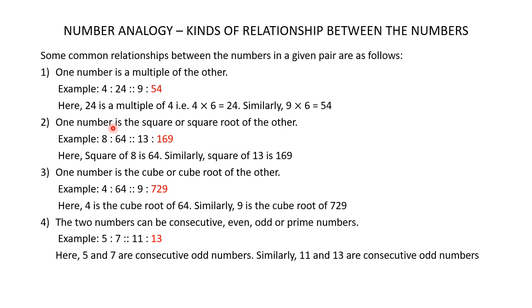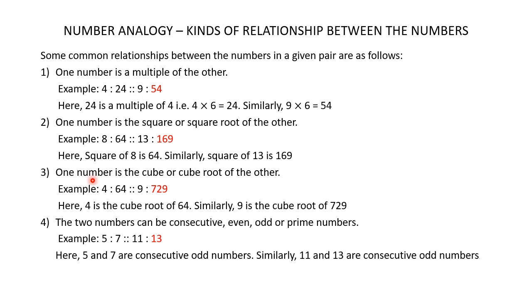One number is the square or square root of the other. For example, if 8 is to 64, then 13 is to what? When you observe the first two terms, you'll see that the square of 8 is 64. Similarly, the square of 13 is 169. So, if 8 is to 64, then 13 is to 169.